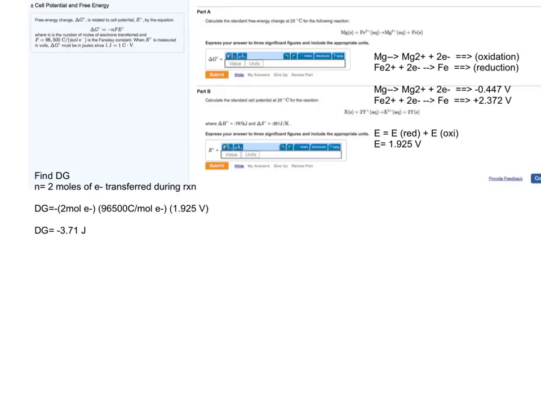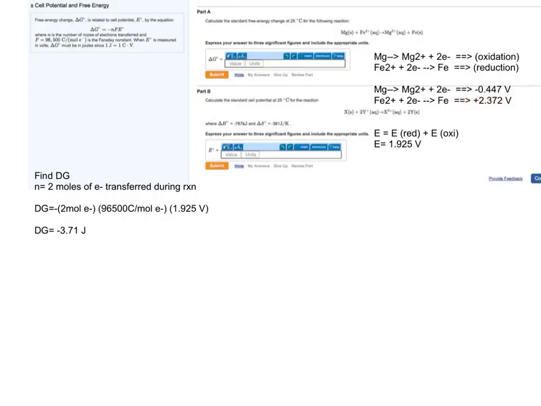Part A is asking us to calculate the standard free energy change at 25 degrees Celsius for this equation here. So it's asking us to calculate delta G naught. First thing we need to do is break down this reaction into the two half reactions, the oxidation and reduction reaction. Once we have those half reactions, we can go ahead and find the standard potential of the reactions. In this case, we have 0.447 for this one here, and positive 2.372 volts here.